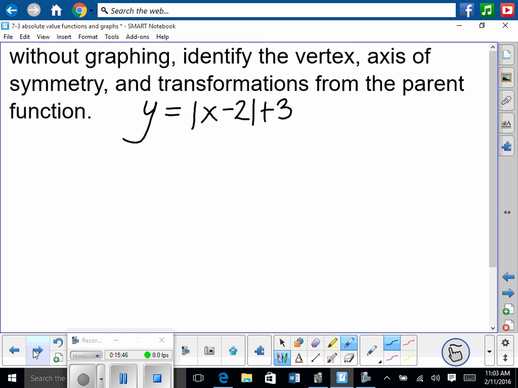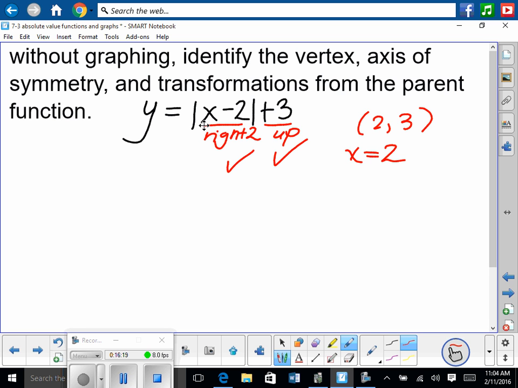So that brings me to this example here, okay? It says, without graphing, identify the vertex, the axis of symmetry, and the transformation from the parent function. So let's go through and determine the vertex. To determine the vertex, we're going right 2, up 3. So wouldn't that be 2, 3? So my axis of symmetry will be at x equals 2, right? Okay, also, now it says in words, describe the transformation from the parent function. So it went right 2, up 3.